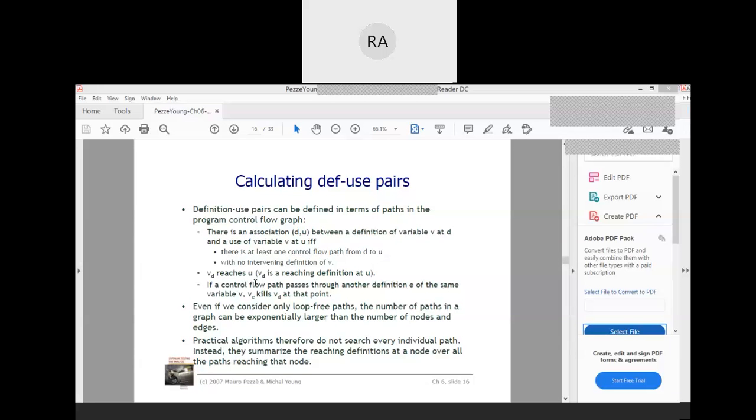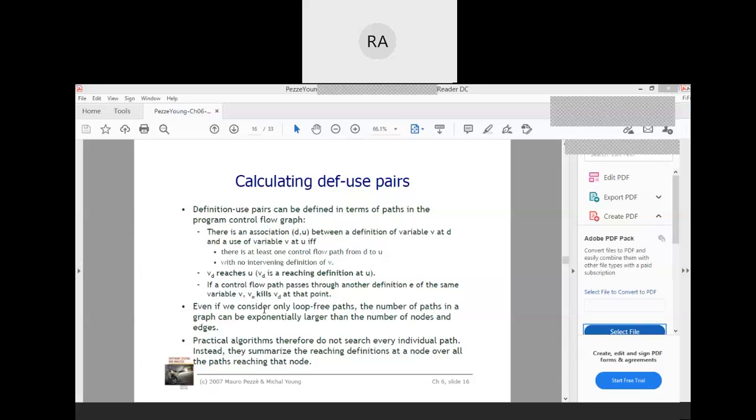In the other scenario, if the control flow path passes through another, intervening definition VE of the same variable V, then VE kills VD at that point. VD is the previous definition for the variable V and VE is the new definition for the same variable V. In that case, VE kills the previous definition for the variable V at that point.